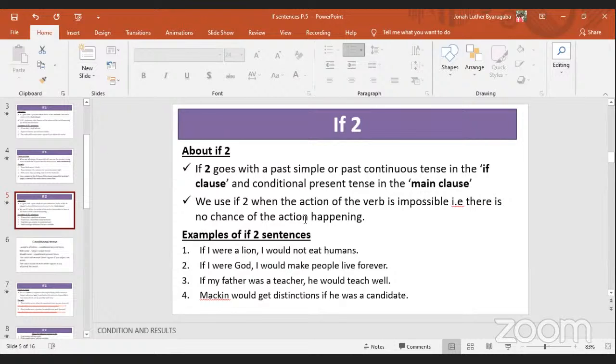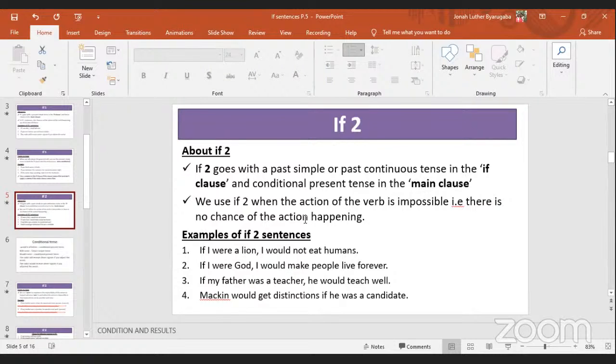Yes. So when I say "if I were a lion," that means I am not a lion, I will never be. So I would eat humans. Therefore, these are just imaginations. If I were a lion, I would eat humans. That's just an imagination. If I were God, I would make people live forever. You are not God and you will never be God. So these are just imaginations. So if two is about those impossible situations that are just imaginable. Have I made myself clear here?